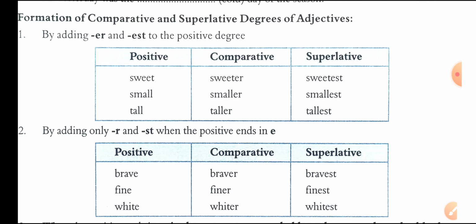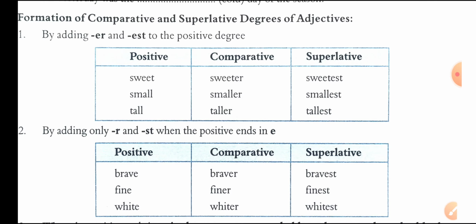Some words are different, so there you have to treat those words differently and learn them. It is better that you do not cram these words. The formulas are given here in the book. On the screen you can see the formation of comparative and superlative degrees of adjectives, and how and when we have to add ER and EST to the positive degree.